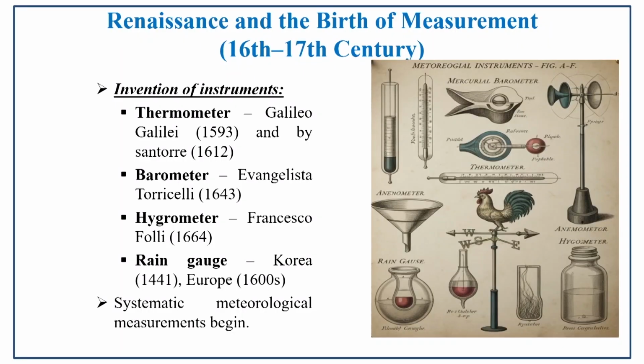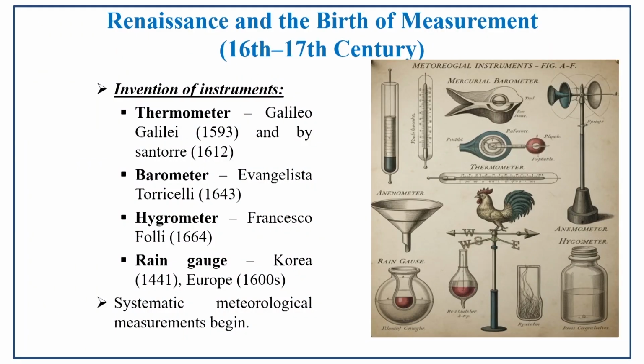Renaissance and the birth of measurement. In the 16th and 17th centuries, instruments were invented. First and foremost is the thermometer, which helps to measure temperature. It was invented by Galileo Galilei in 1593 and then by Santorio in 1612. The barometer, which helps to measure atmospheric pressure, was invented by Evangelista Torricelli in 1643.